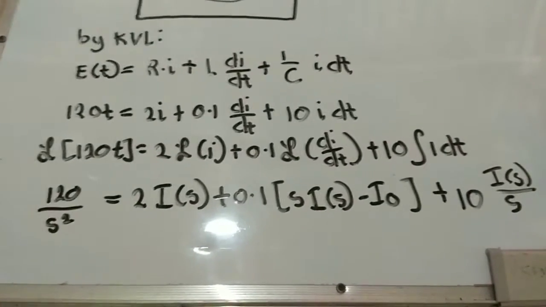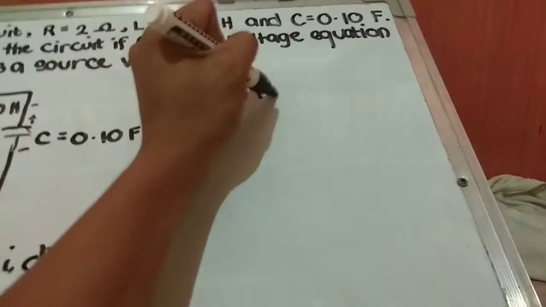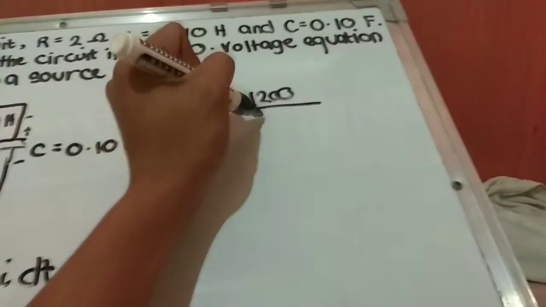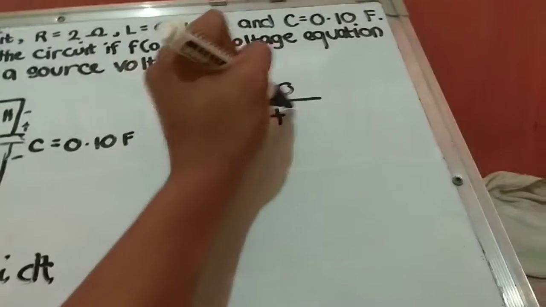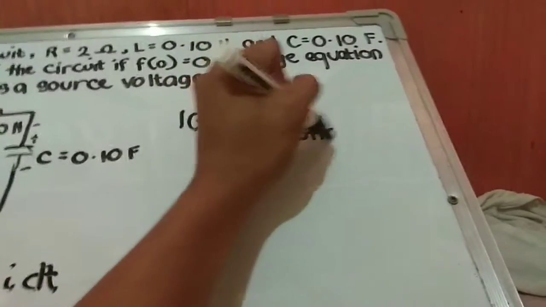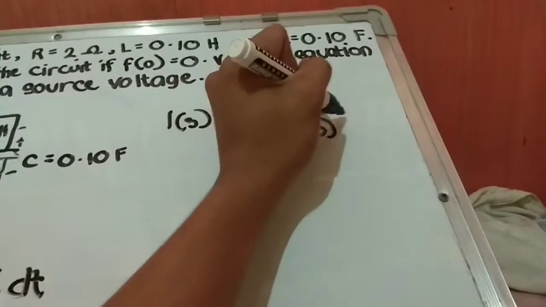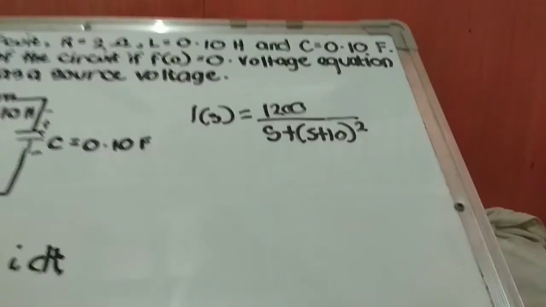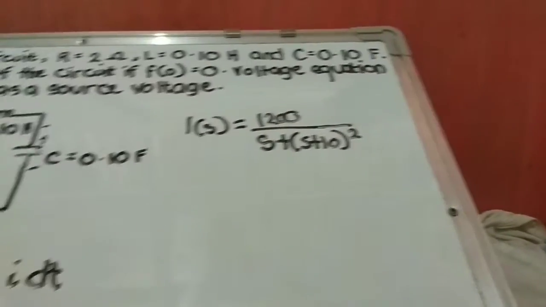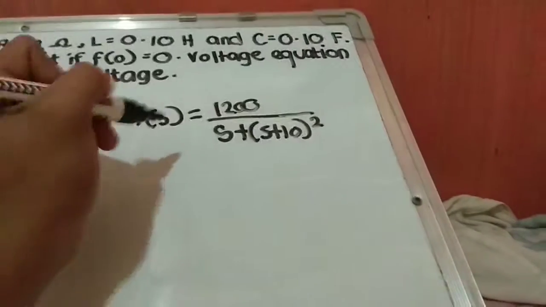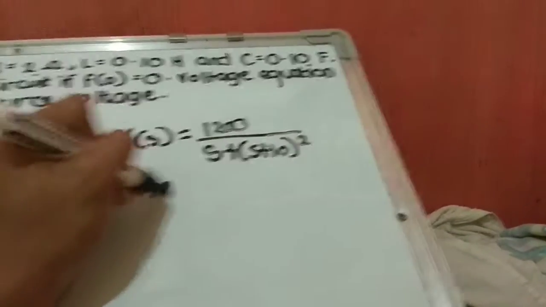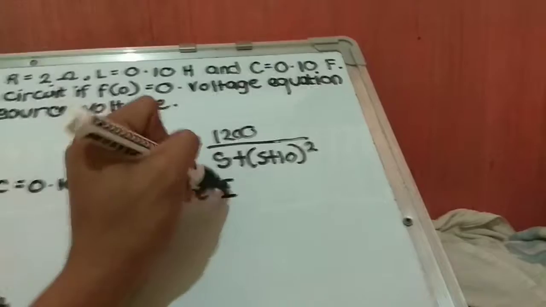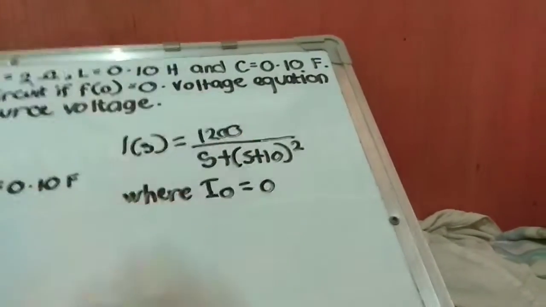So evaluating I(s), I(s) is equal to 1200 over s plus 10 squared, where the initial current is equal to 0.